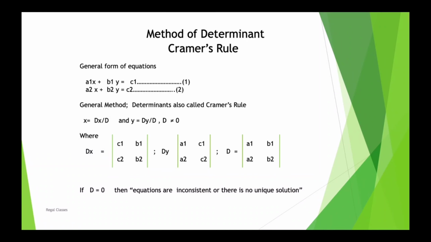The Cramer's rule, general form of equation, linear equation in two variables, x, y here. a1, a2, b1, b2 are the coefficients of x and y respectively. c1 and c2 are the constants.